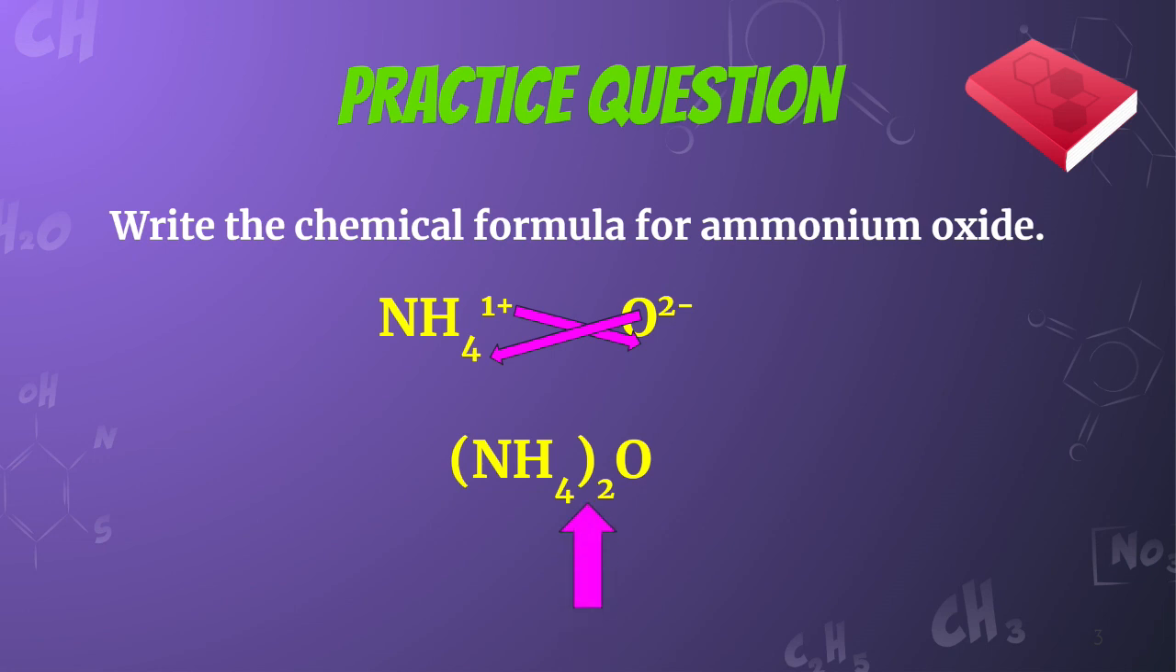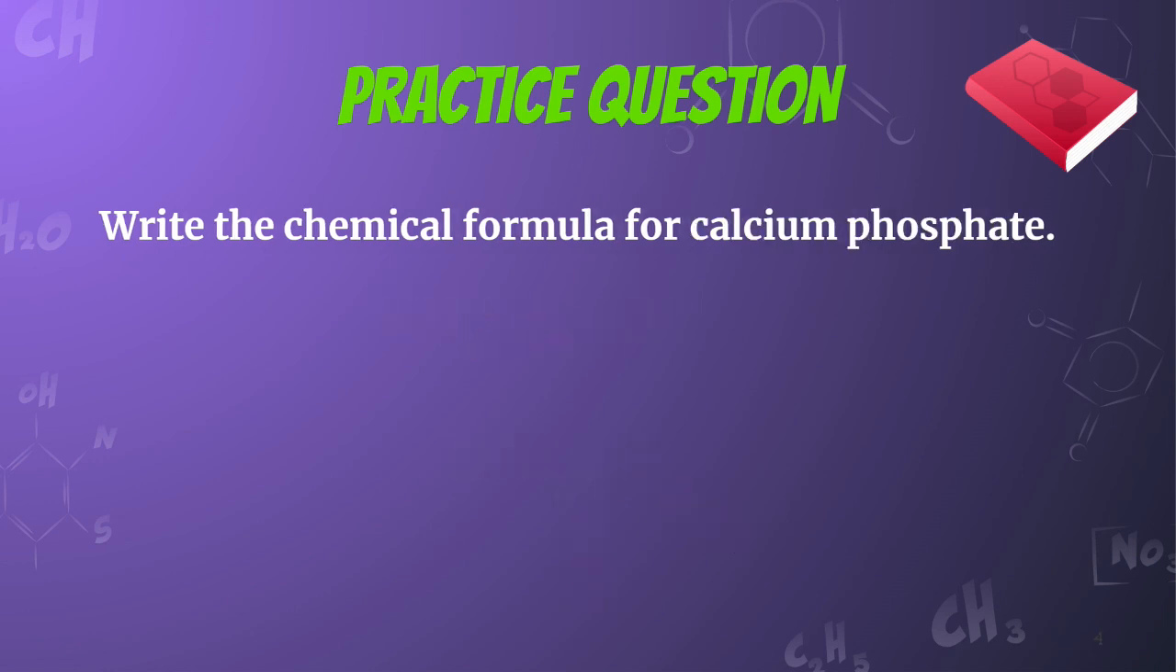Please notice how I use the parentheses. That separates the 4 and the 2 so as to not read 42. Also notice that there's no 1 after the oxygen. In chemistry, it's quite common to not write the number 1. Okay, practice question 2. Write the chemical formula for calcium phosphate. Pause the video and come back for the answer.